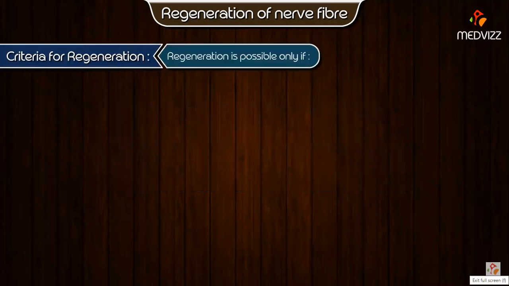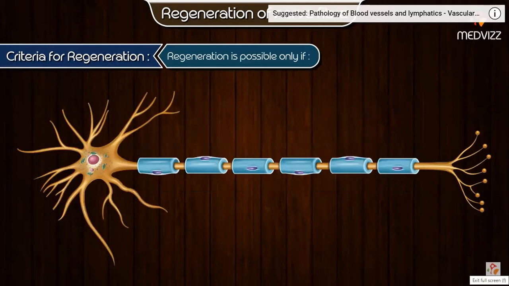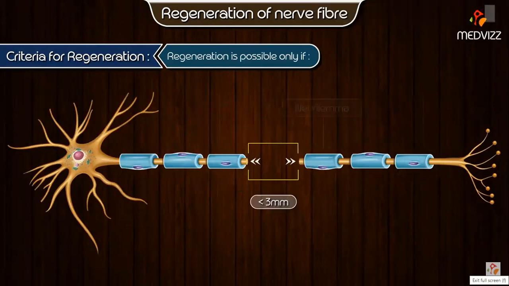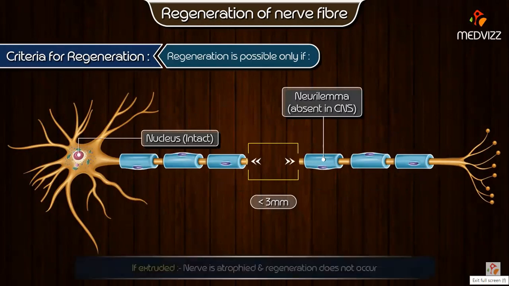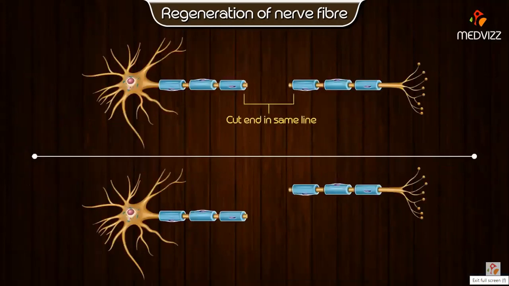Criteria for regeneration. Regeneration is possible only if certain criteria are fulfilled by the degenerated nerve fiber. The criteria are as follows. Gaps between the cut ends of the nerve should not exceed 3 millimeters. Neurolemma should be present. As neurolemma is absent in CNS, the regeneration of the nerve does not occur in CNS. Nucleus must be intact. If it is extruded from the nerve cell body, the nerve is atrophied and the regeneration does not occur. The 2 cut ends should remain in the same line. Regeneration does not occur if any one end is moved away.